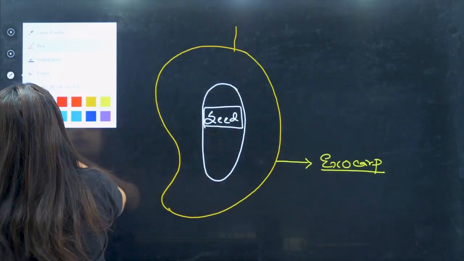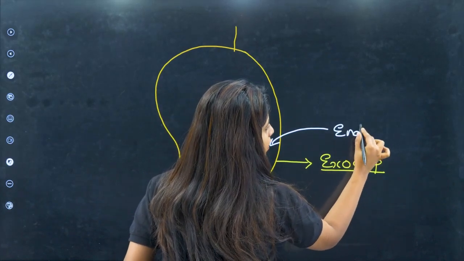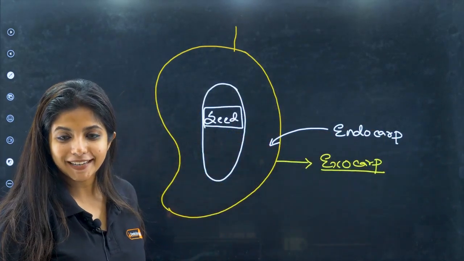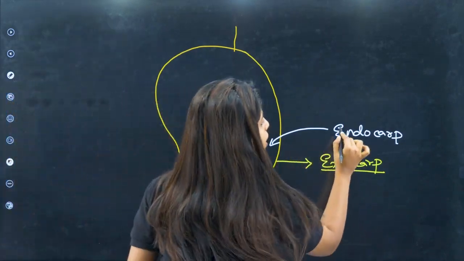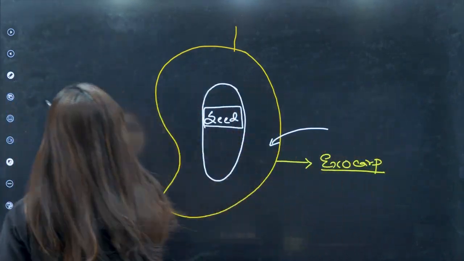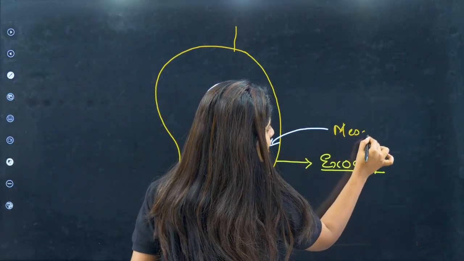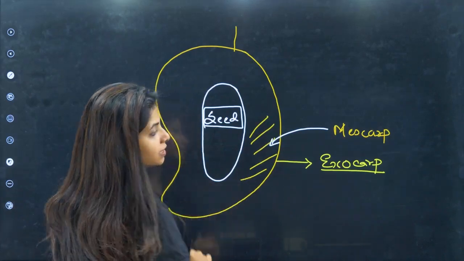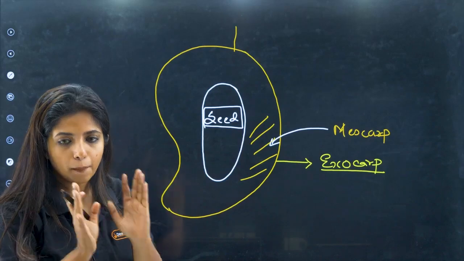Now inside that, we have another thing which is known as the endocarp. Is it? No, it is not known as the endocarp. People usually make this mistake. It is known as the mesocarp. Remember it. The fleshy thing that we eat is known as the mesocarp, the middle thing. M for meso, M for middle.